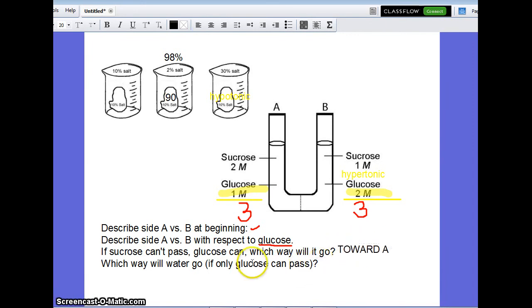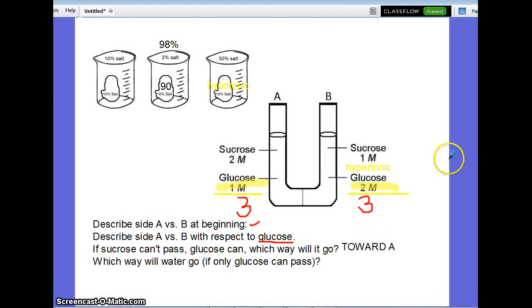And now the hardest question, which way will water go? The way to answer this question is look at the solutes first. They're going to give you something that's pretty easy to figure out. It's not going to be something where you have to use math in order to figure this out. At the beginning of our experiment, it was isotonic, so that would mean that water would be going in both directions at the same rate.